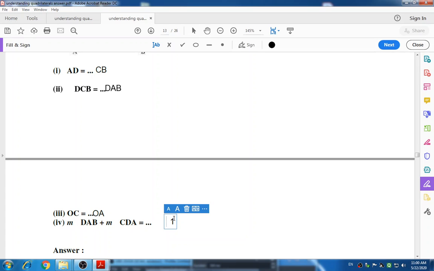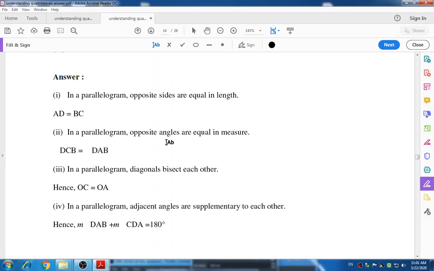So like that we can solve this. Look at the answer. In a parallelogram, opposite sides are equal in length, because in the question they told us to write down their definitions also. So AD is equal to BC. Second, in a parallelogram, opposite angles are equal in measure. So DCB is equal to DAB. In a parallelogram, diagonals bisect each other. Hence, OC is equal to OA. In a parallelogram, adjacent angles are supplementary to each other. Hence, measure of angle DAB plus measure of angle CDA is equal to 180 degrees.